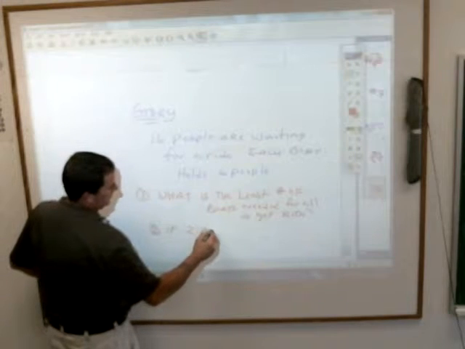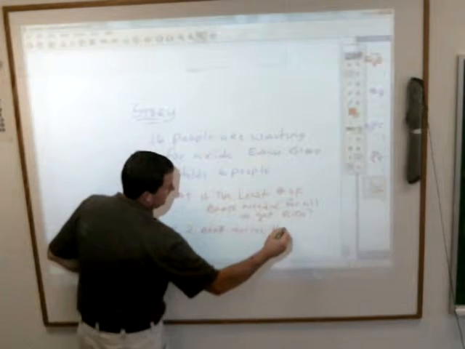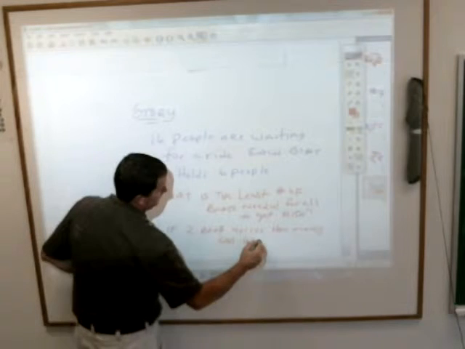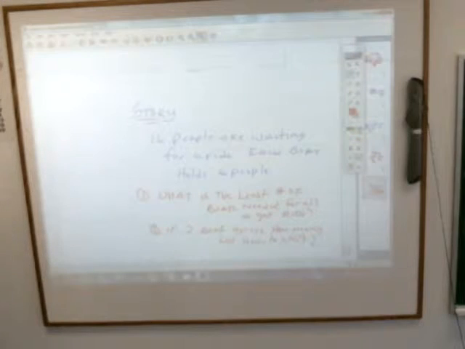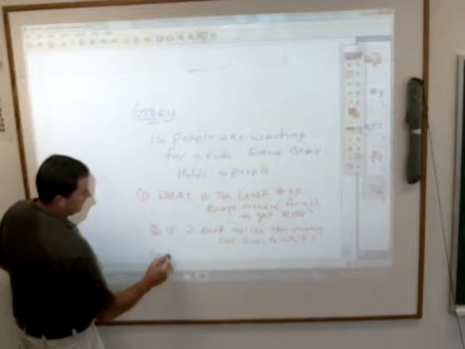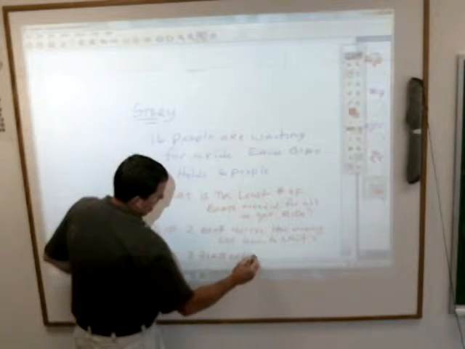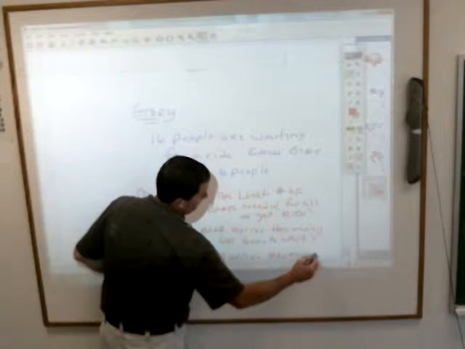If 2 boats arrive, how many will have to wait? And question number 3, if 3 boats arrive at the loading dock, how many boats can be completely filled? How many can be filled, completely filled?